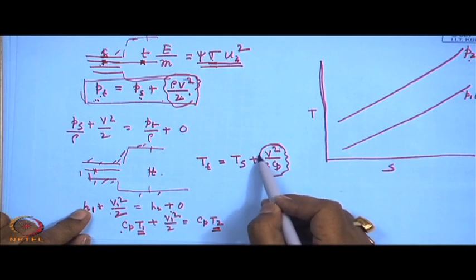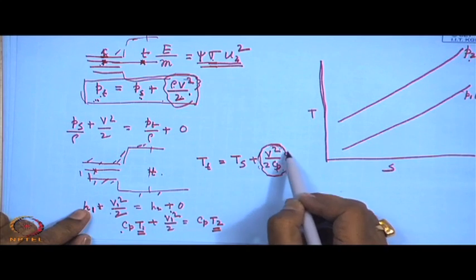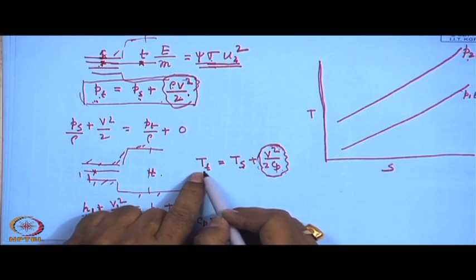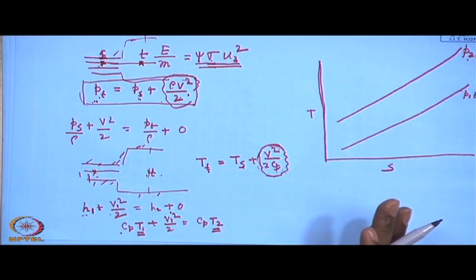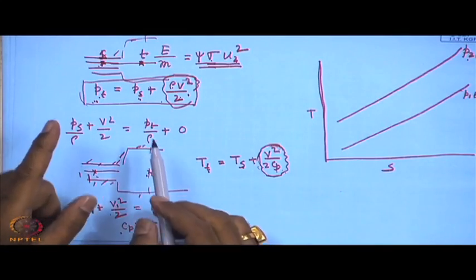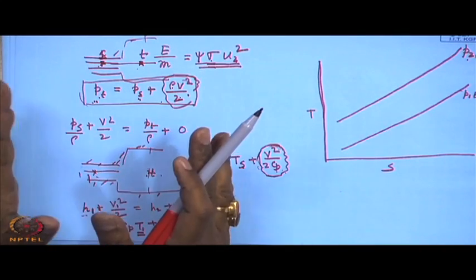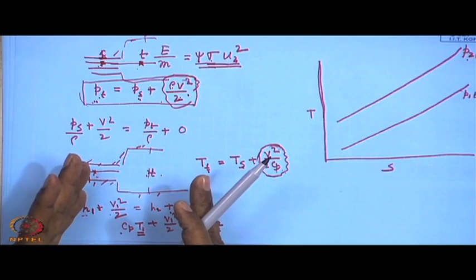So this is the velocity equivalent, or the kinetic energy equivalent, of temperature, added to the static temperature, which gives the total temperature, where the fluid velocity is reduced to 0, without any restriction whether friction is there or friction is not there. This is because the friction takes care of the pressure, but here the friction does not come into the picture.